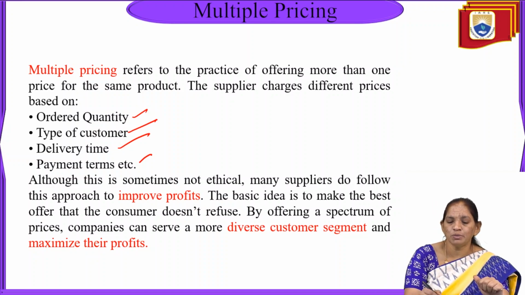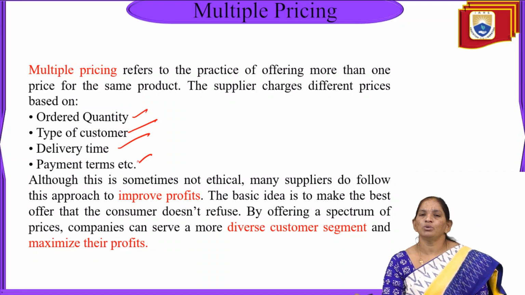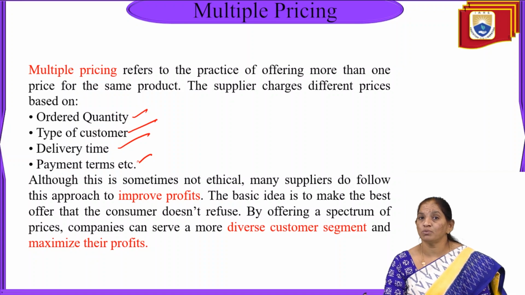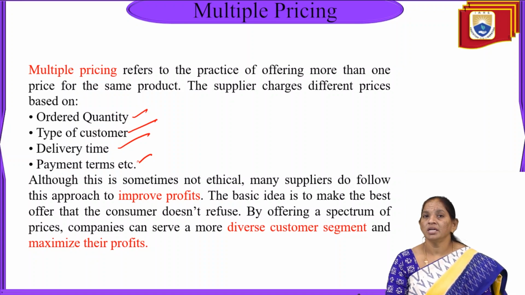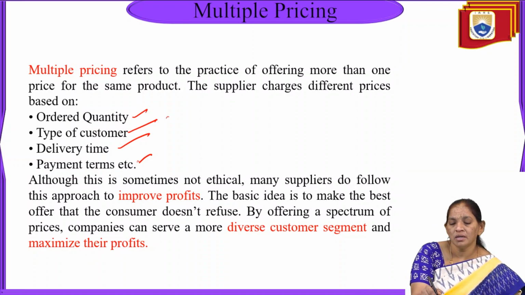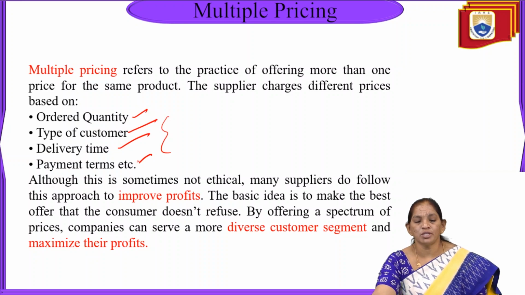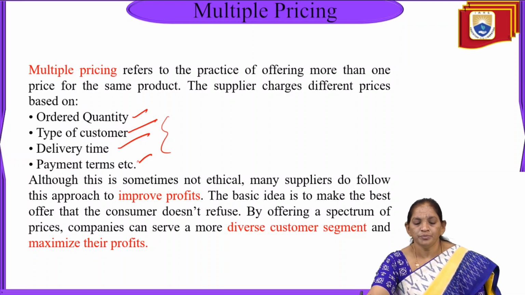Another one is payment terms, meaning cash payment or credit payment. Once it is a cash payment, we'll get some sort of discount, and for credit payments, they will add some other charges. So multiple pricing is charging a different price to different customers, based upon these reasons.